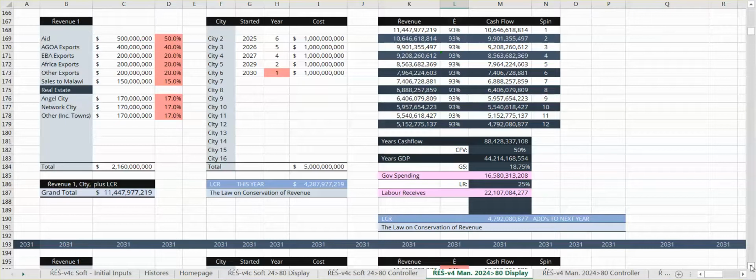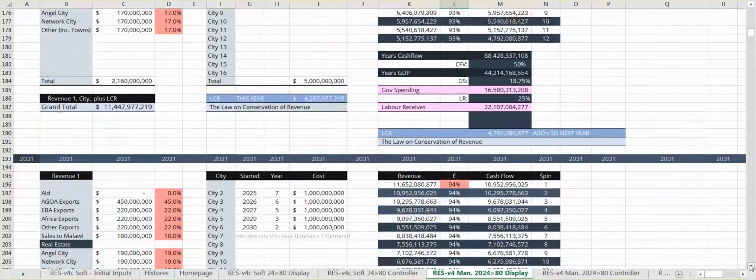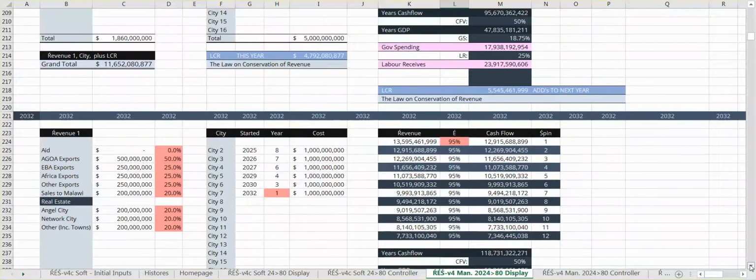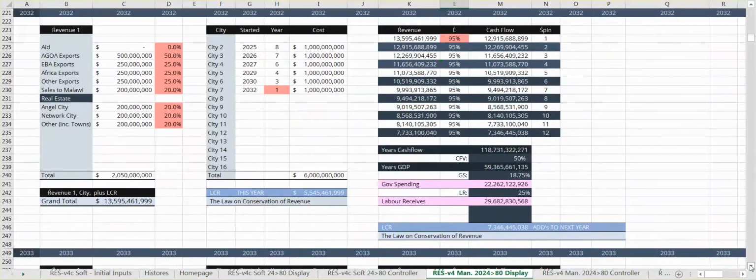Okay, so let me just get my bearings. Right, by 2032, let's get there. By 2032, revenue is 13.6 billion, E is 95%, and spin is 12. Cash flow is 118.7 billion.